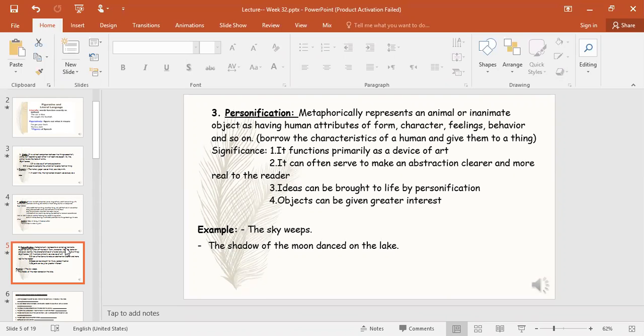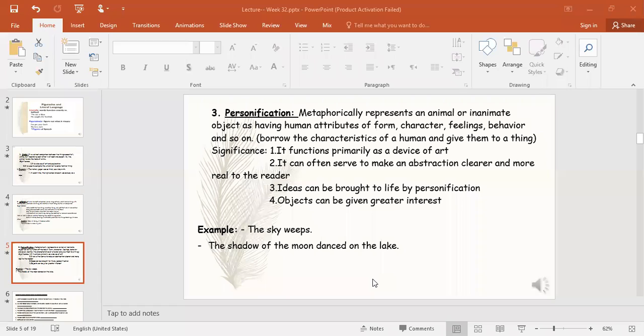Okay, so why do I use this? It functions primarily as a device of art, as I said. All of them give your writing a charm. They attract the reader. It can often serve to make an abstraction clearer and more real to the reader. Ideas can be brought to life by personification. Objects can be given greater interest also.